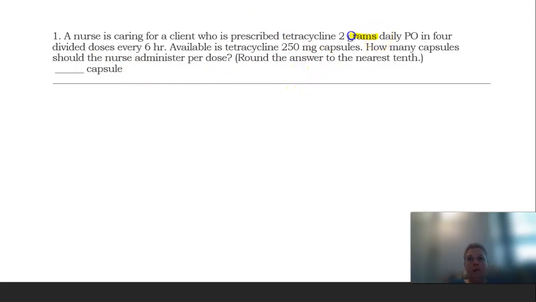Okay, so I'm reading my question. And I've got tetracycline, 2 grams daily, PO in 4 divided doses every 6 hours. Don't care right now. And available is tetracycline 250. How many capsules should the nurse administer per dose? This is what I'm looking for.